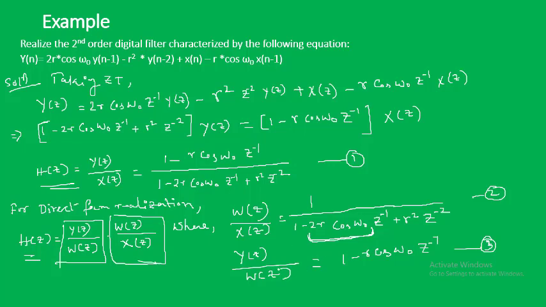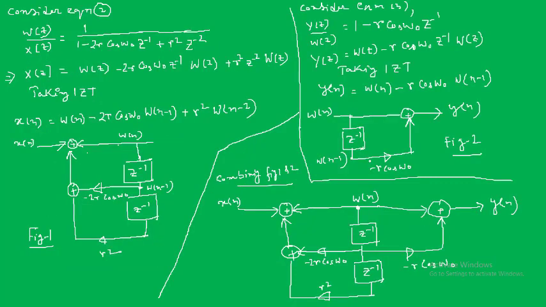Anyway, we are now defining y of z by w of z as this thing, the numerator only. So if we multiply these two, we will be getting 1. Equations 2 and 3, if we multiply, we should get equation 1. That is the concept here. So now let us realize them separately.